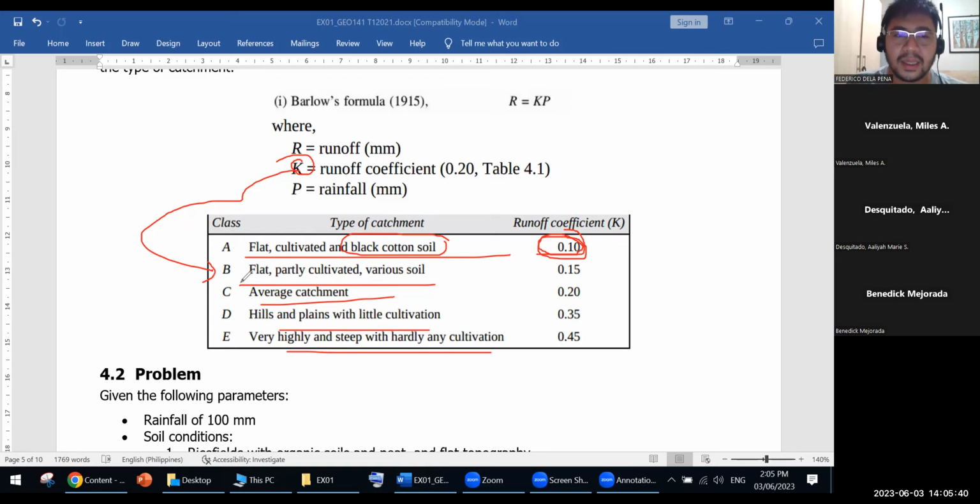Class B is cultivated soil, probably your rice fields, and class C is your average catchment. Not sure what that means, but if you're not sure, you just use the average. Class D is hills and plains with little cultivation. Okay, probably the foothills. And class E is very highly vegetated and steep land with hardly any cultivation. Okay, so basically the mountains. Alright.